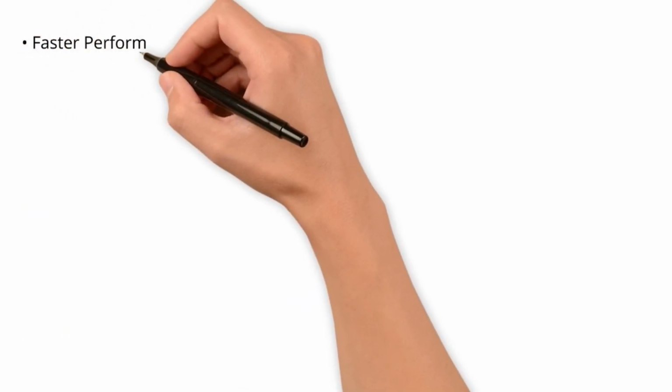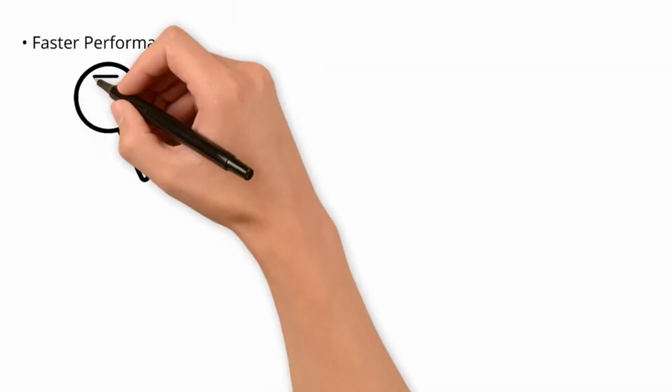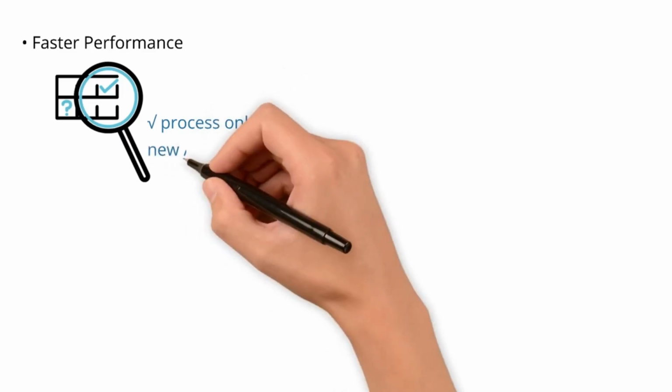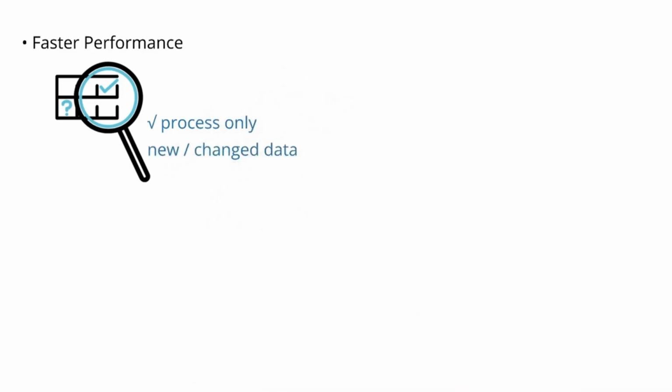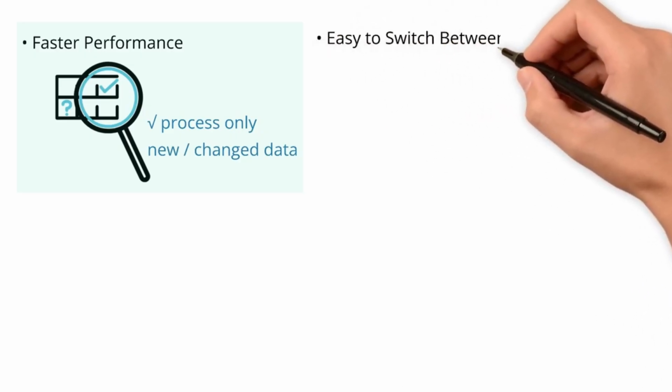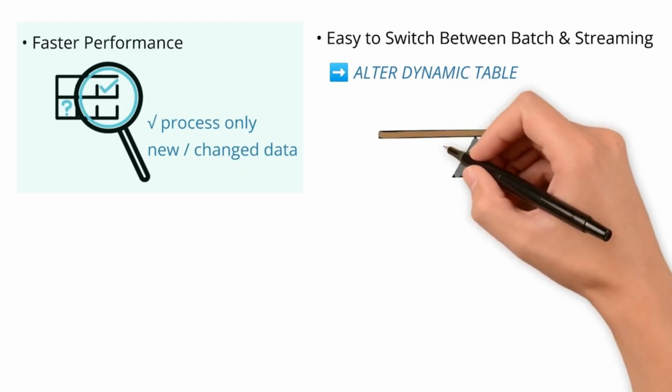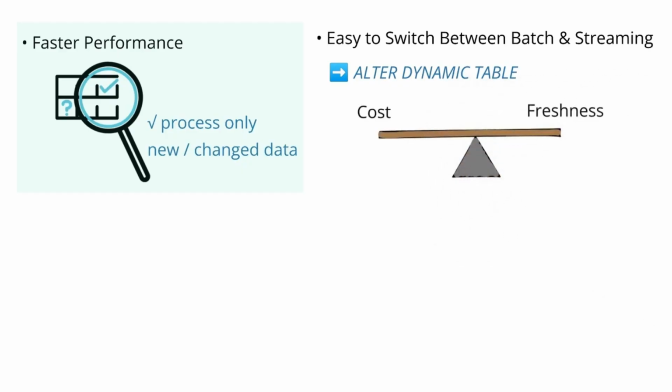Faster performance. Instead of refreshing entire tables, dynamic tables process only new or changed data, making updates much quicker and more efficient. Easy to switch between batch and streaming. With just one command, like alter dynamic table, you can adjust how frequently your data updates, balancing cost and freshness.